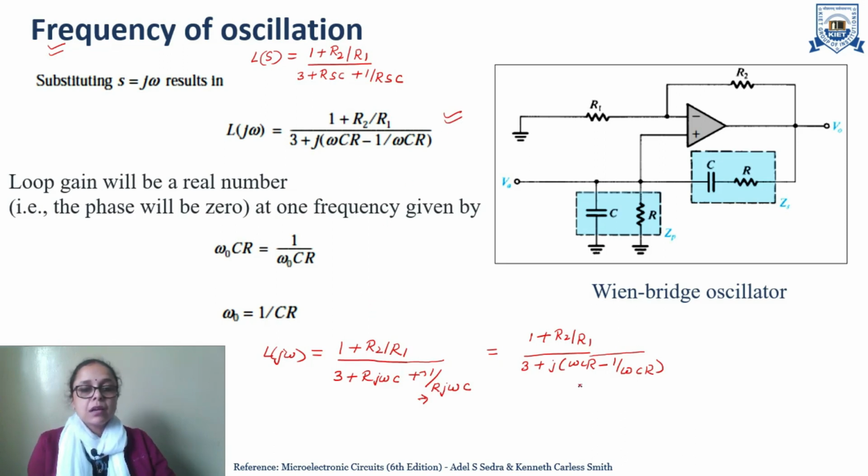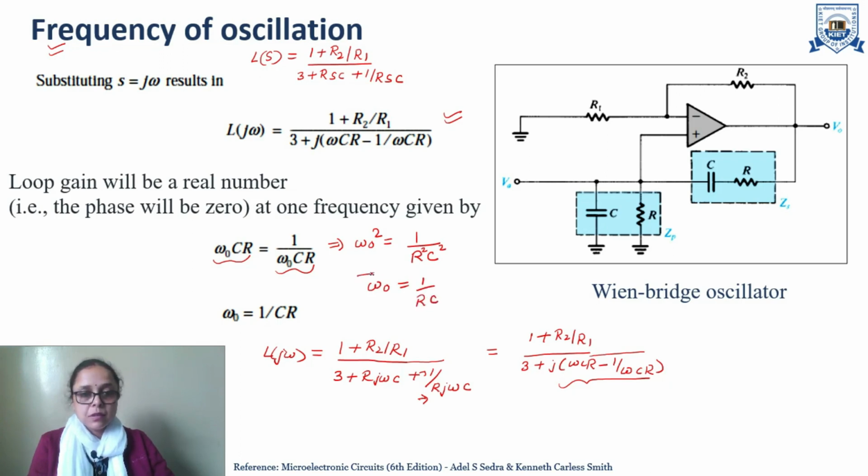Now according to the Barkhausen criteria, the phase should be 0. For zero phase, the factor multiplying j should be set to 0. It means the condition is, if we equate this factor to 0, omega naught CR is equal to 1 upon omega naught CR, where omega naught is the frequency of oscillation. From this expression we get omega naught square equals 1 upon R square C square, so omega naught is 1 upon RC.